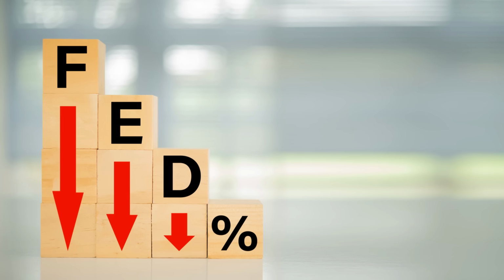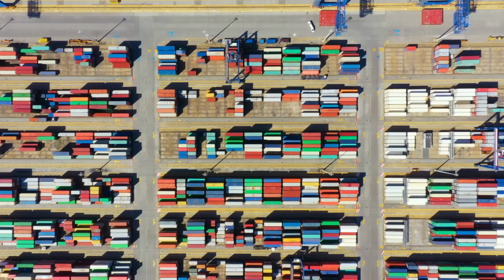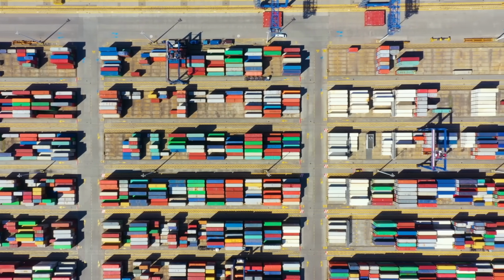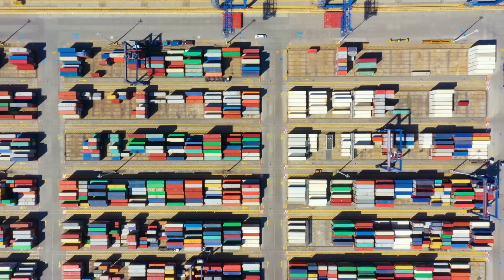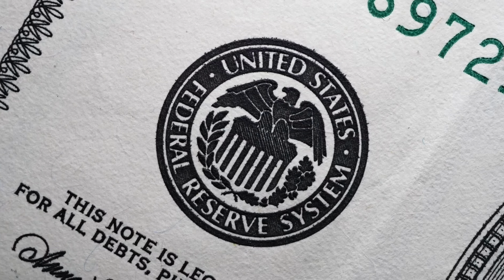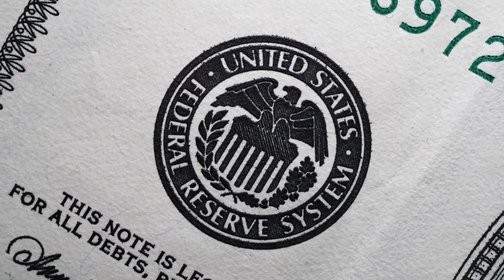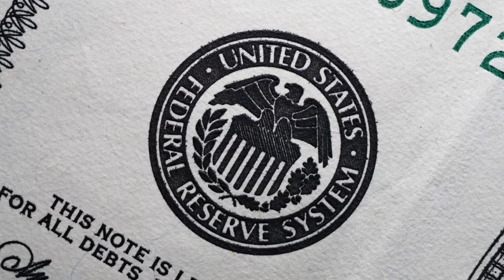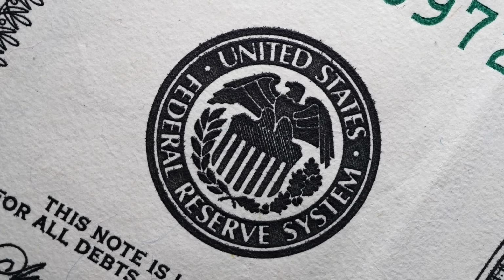The governor's core arguments. Pillar 1. Tariff effects are temporary price level adjustments. The governor's position. Tariffs represent one-off increases in the price level, not sustained inflation. Standard central banking practice is to look through such price level effects. This approach is appropriate as long as inflation expectations remain anchored, which they currently are.